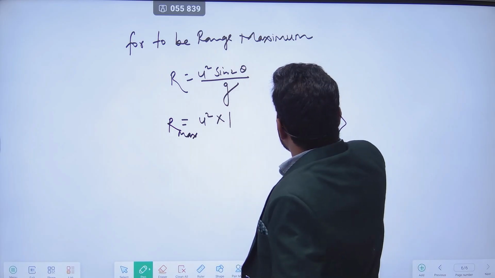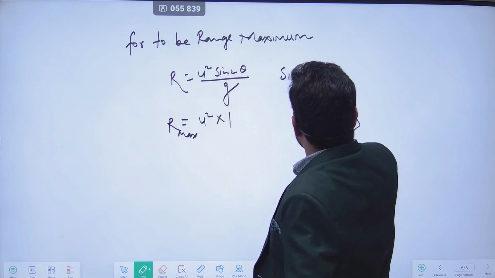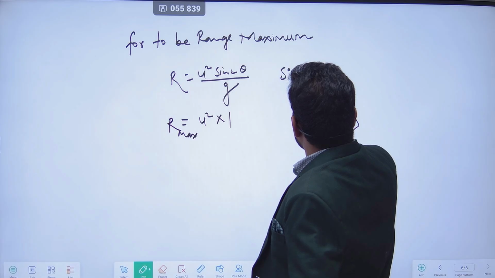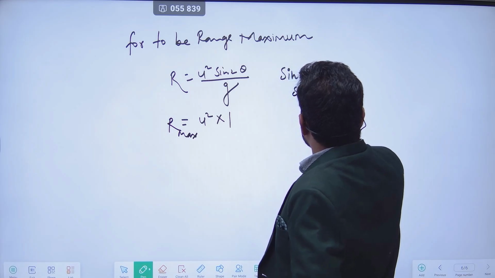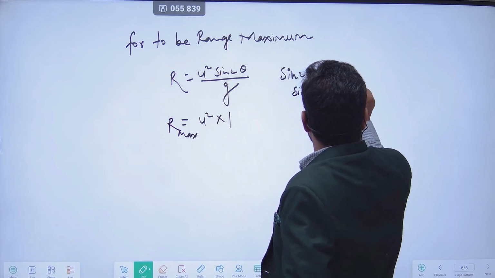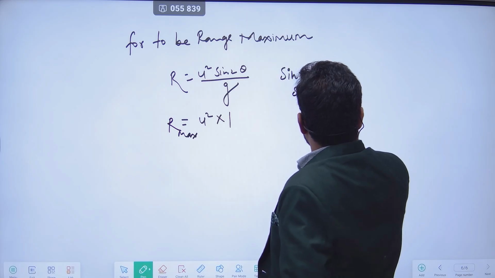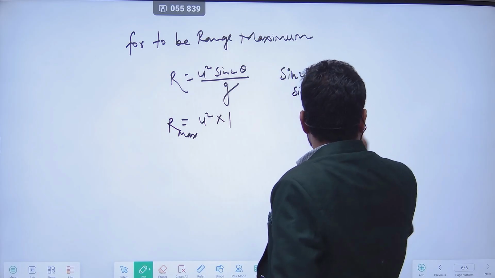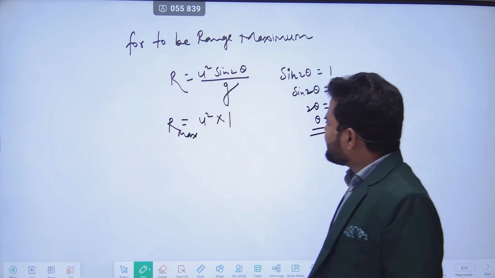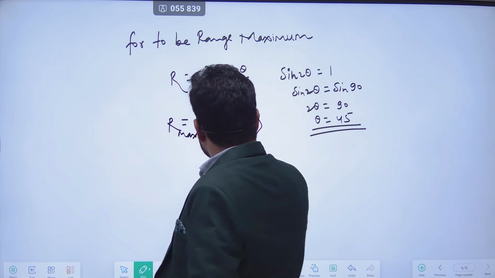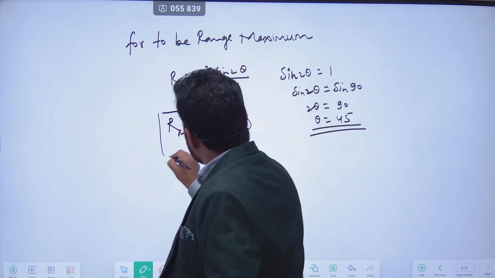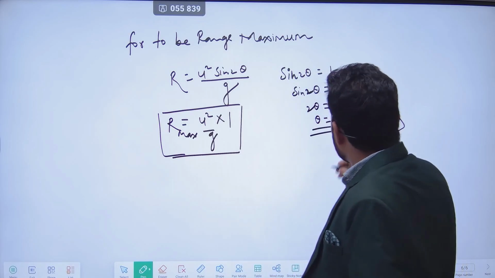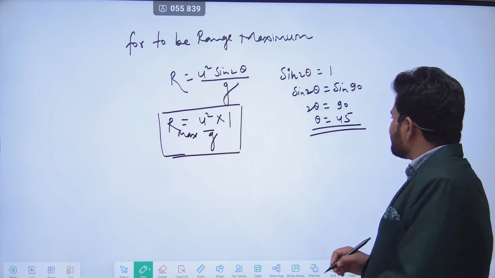So sine 2 theta is equal to 1 means sine 2 theta is equal to sine of 90, 2 theta is equal to 90, theta is equal to 45. So from here we'll get the formula for maximum range, that is R max is equal to u square by g. And at what angle will we get the maximum range, that is 45.